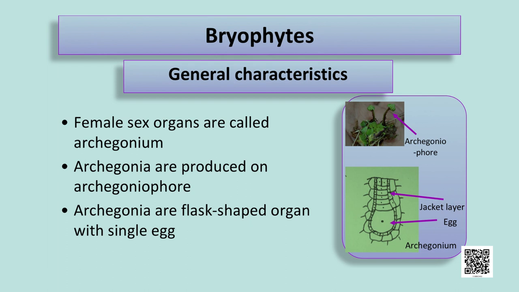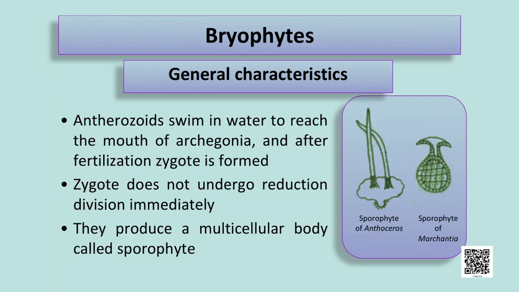They are produced within specialized structures called archegoniophores. In the given picture, you can see archegoniophore. Many archegonia are produced on one archegoniophore and only one egg is present at the base of each flask shaped archegonia. The fusion of male and female gamete occurs within the archegonia. Antherozoids swim in water to reach the mouth of archegonia, and after the fertilization, zygote is formed.